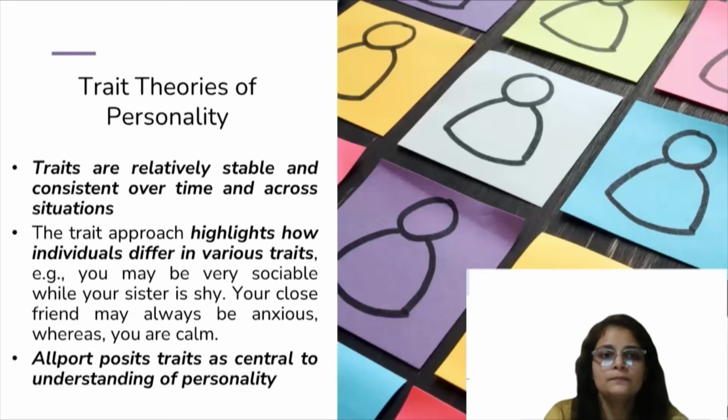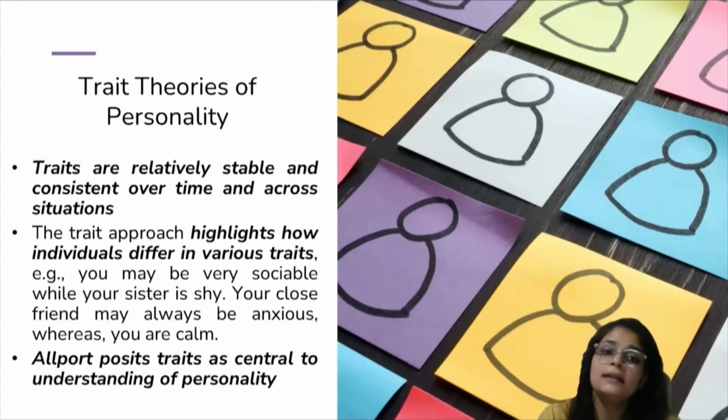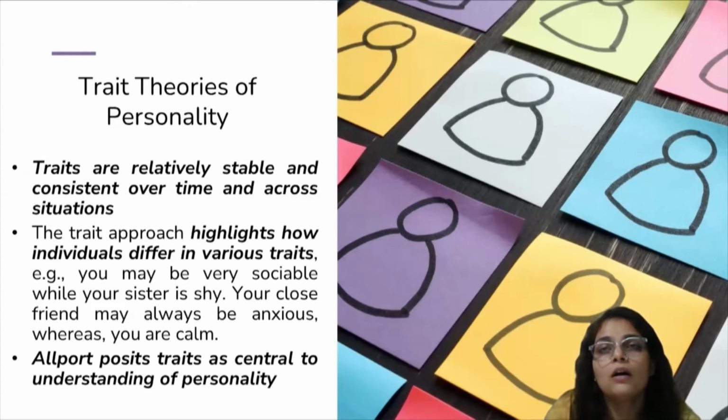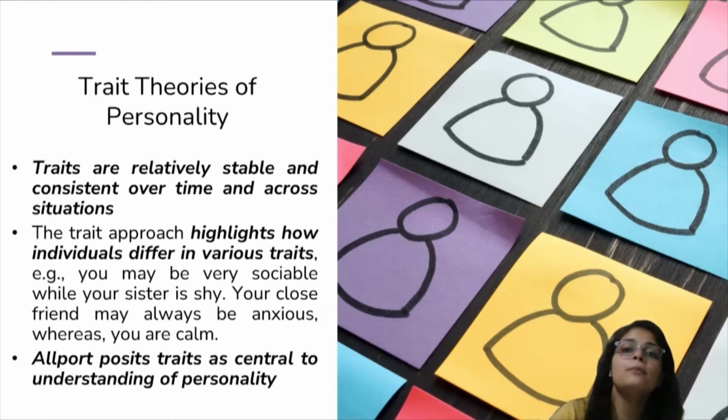Moving ahead are the trait theories of personality, which are very dominant in explaining personality. So what do you mean by traits? I've already explained to you. Traits are stable and consistent over time and situations. The trait approach highlights how one individual differs in various traits. For example, I might be very shy, but my brother, on the other hand, is very sociable. Another example, your friend might like to play sports, but you like to stay at home and Netflix and chill. Okay.